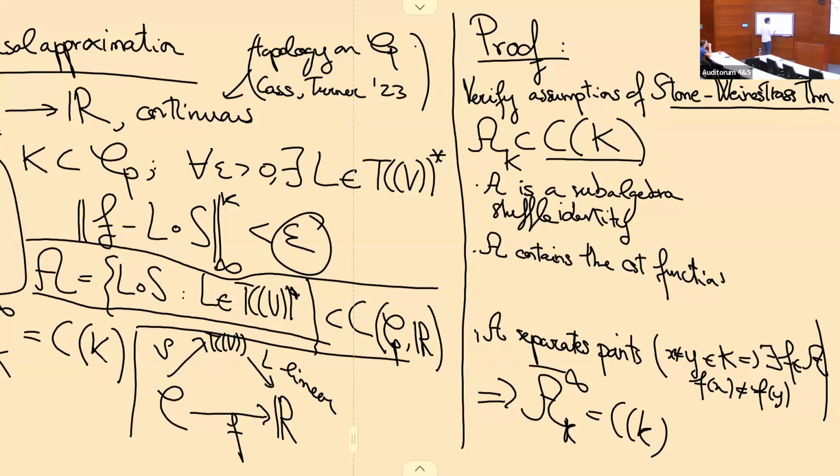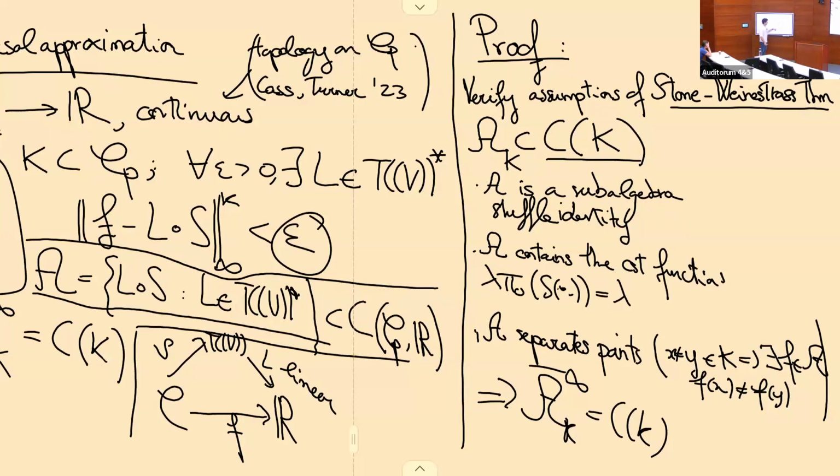It contains the constant functions because the signature starts with 1. I can always take the function lambda pi 0, where pi 0 is the projection of the tensor algebra to its zeroth level, and then apply it to the signature of no matter what path X. Because the projection to the zeroth level is 1, this gives me lambda. So clearly, among all these linear functionals, I have the ones that are constant in the input path X.